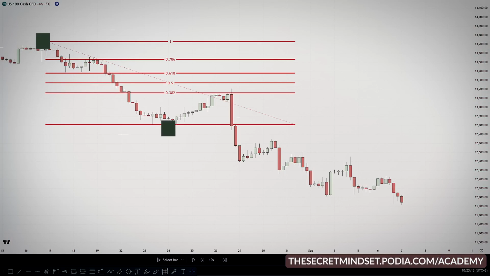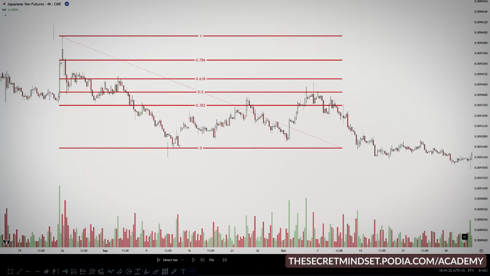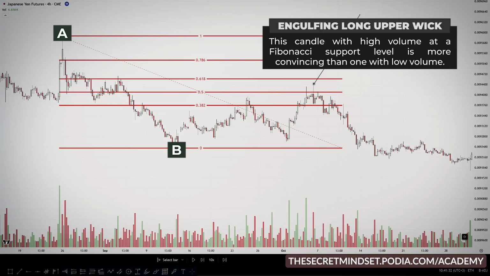These engulfing patterns at Fib levels show a sudden strong shift in who's controlling the market. And an engulfing pattern that completely swallows several previous candles at a key Fibonacci level is hard to ignore. Volume can add another layer of confirmation to candlestick patterns at Fibonacci levels. A reversal candle with high volume at a Fibonacci support level is more convincing than one with low volume. The high volume shows strong buying interest, right where buyers were expected to step in.